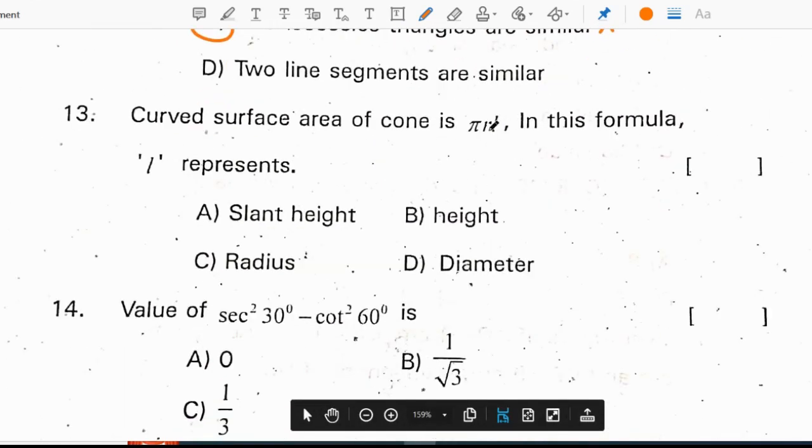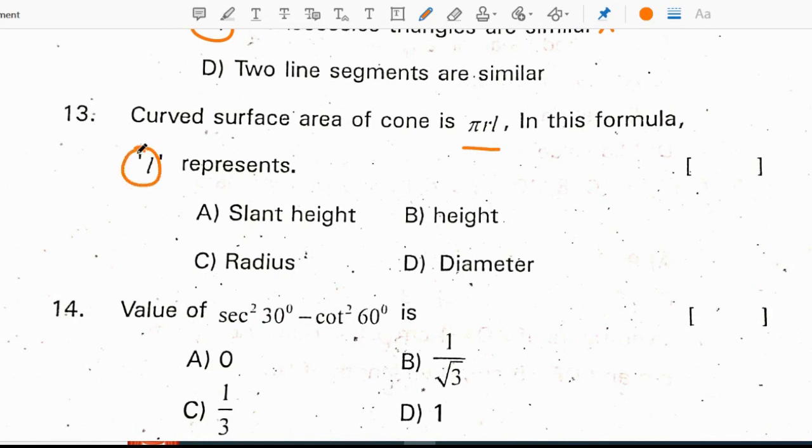Curved surface area of a cone is pi r L. In this formula, L represents slant height. So L is equal to root over r square plus h square.